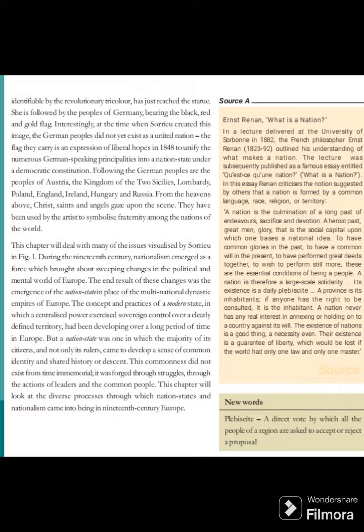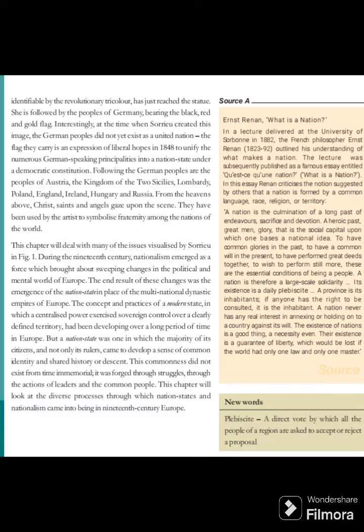She is followed by the peoples of Germany, bearing the black, red and gold flag. Interestingly, at the time when Sorrieu created this image, the German peoples did not yet exist as a united nation. The flag they carry is an expression of liberal hopes in 1848 to unify the numerous German-speaking principalities into a nation-state under a democratic constitution.